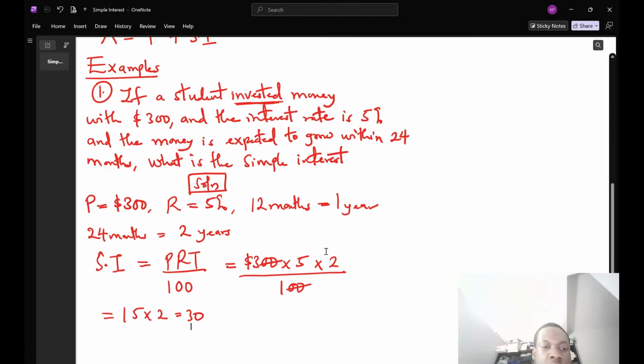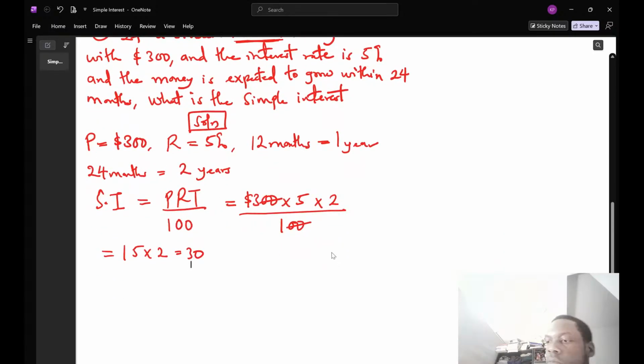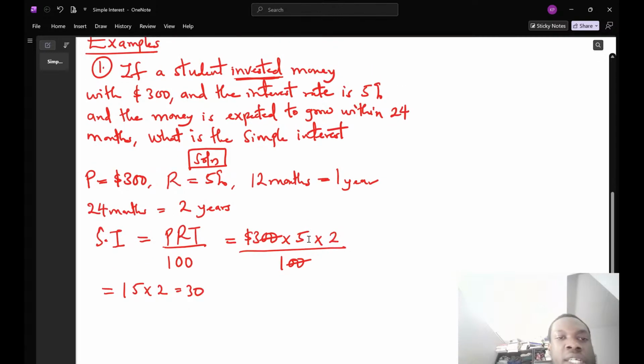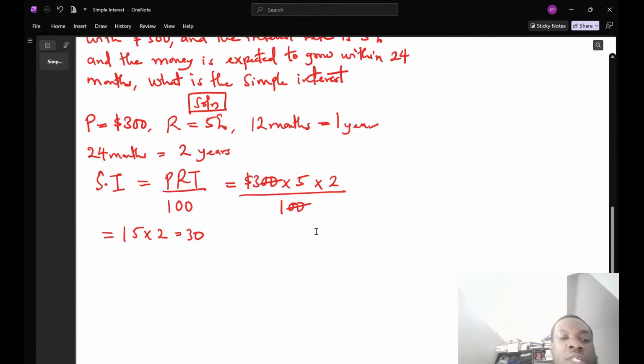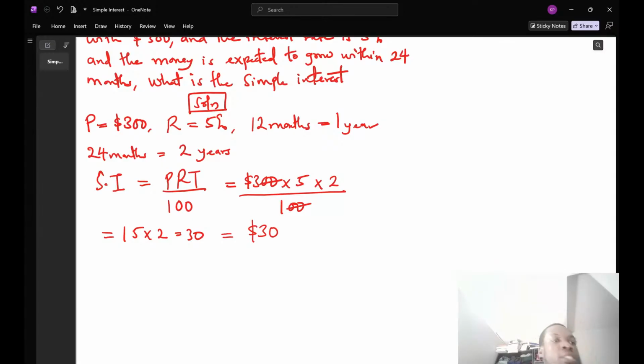Okay, so now the simple interest is 30 in this question. Sorry if you missed any steps in my explanation. I said that whenever we are given a question and you see the term invested, it means principal. So the principal is $300, and the interest rate is R, which is 5%. It says the money is expected to grow within 24 months. We know that 12 months is equal to 1 year, and 2 times 12 is 24, so that will be 2 years. We have to find the simple interest. The formula for simple interest is PRT over 100, so that's 300 times the interest rate times the time divided by 100. When we work it out, our simple interest is $30.